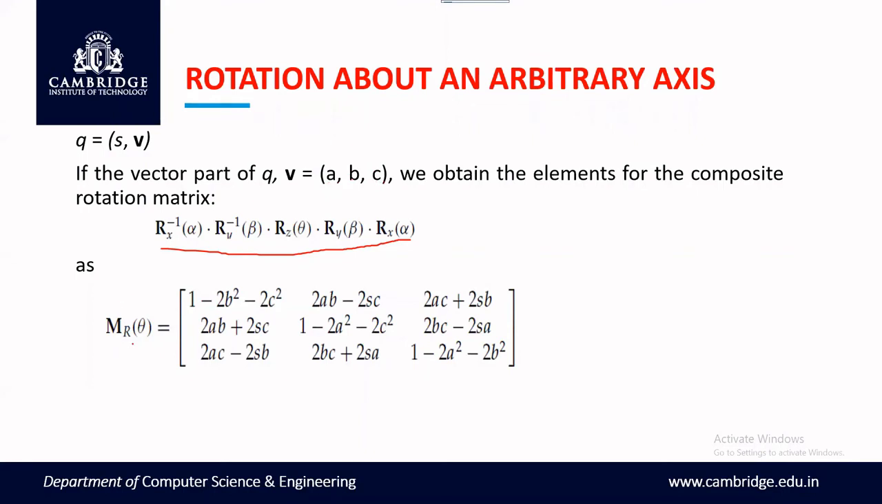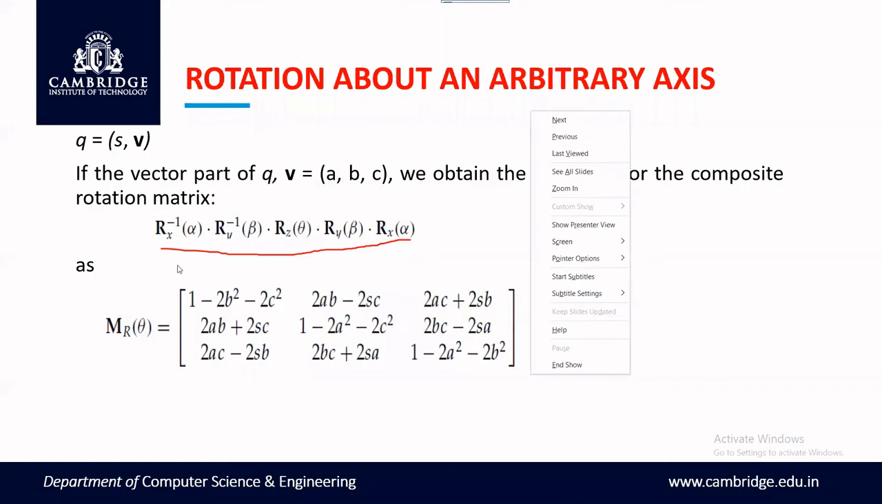Then your MR theta, or the rotation matrix, is given by 1 minus 2b square minus 2c square, 2ab minus 2sc, where S is the scalar value, and 2AC plus 2SB. The second row is 2AB plus 2SC, 1 minus 2A square minus 2C square, 2BC minus 2SA. The third row is 2AC minus 2SB, 2BC plus 2SA, 1 minus 2A square minus 2B square.